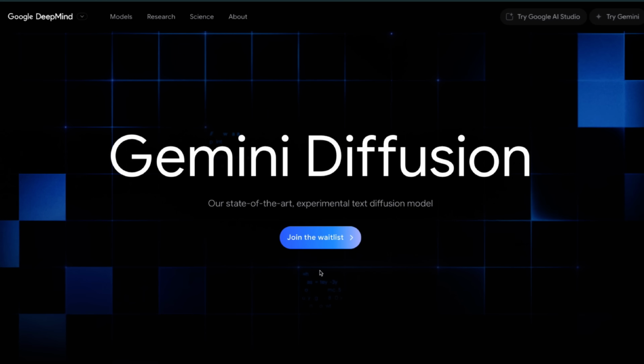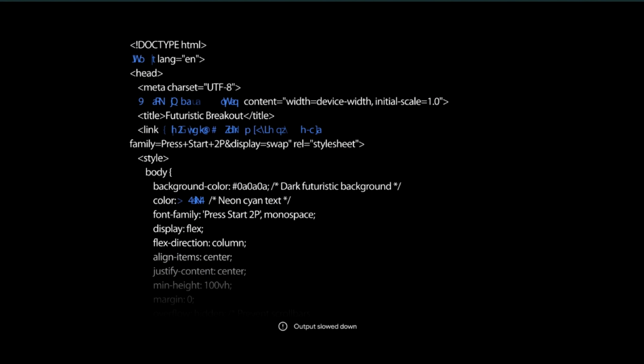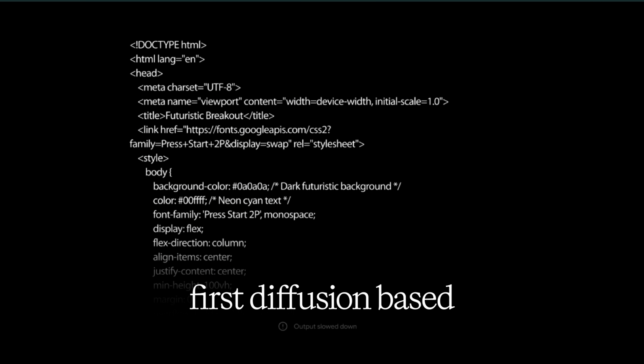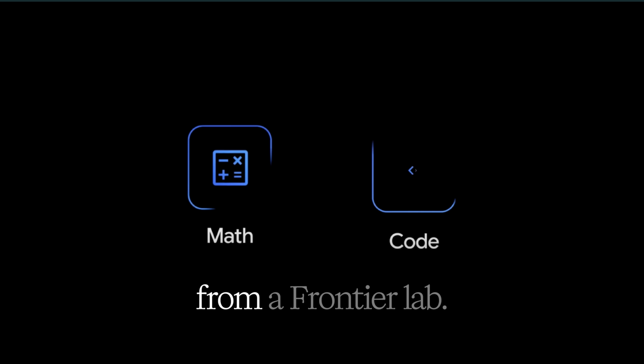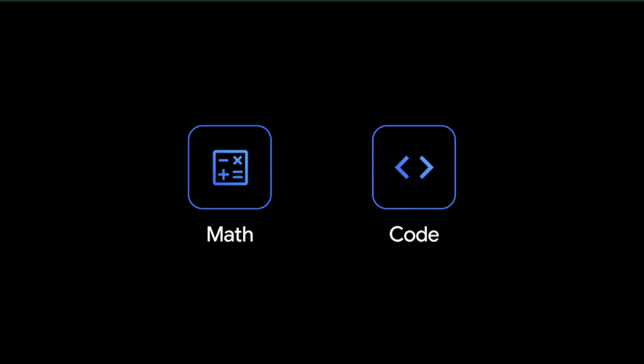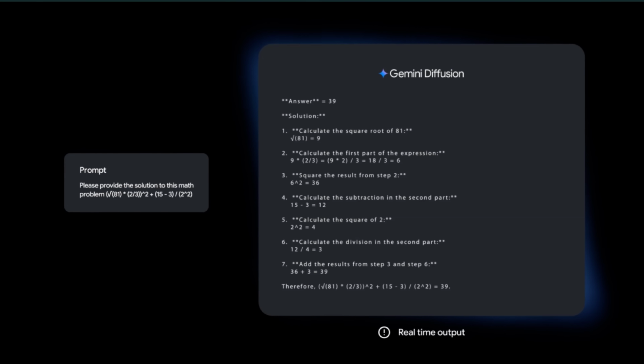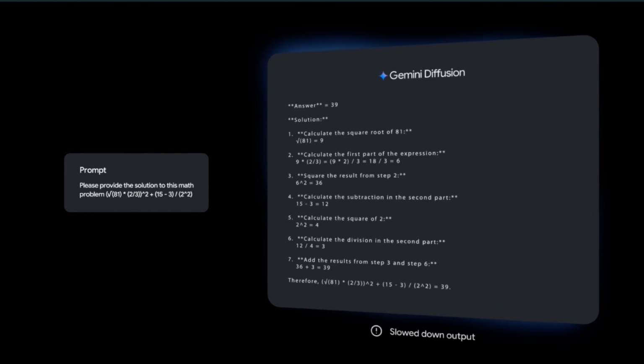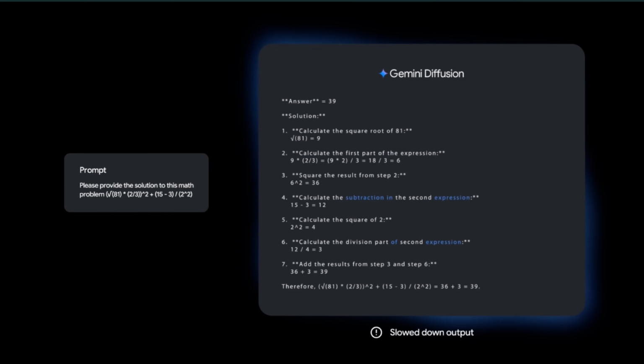Today we're going to be looking at Gemini Diffusion, which is a very interesting release from Google because this is the first diffusion-based text generation model from a frontier lab. Now, don't expect any record-breaking performance, but the speed of generation of this model is incredibly fast. You actually have to slow it down in order to see what it does.